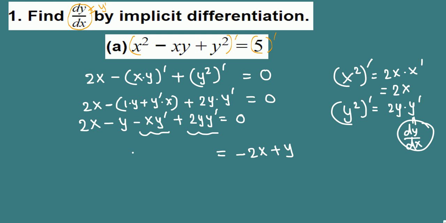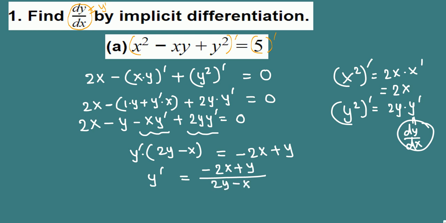From these two terms we can factor y prime out. What is left? Negative x plus 2y, so I will write plus 2y first, 2y minus x, and finally y prime is isolated by dividing by this factor. So divide both sides by 2y minus x, we get y prime equals negative 2x plus y all over 2y minus x. We cannot simplify anything, just stop here. Finally.